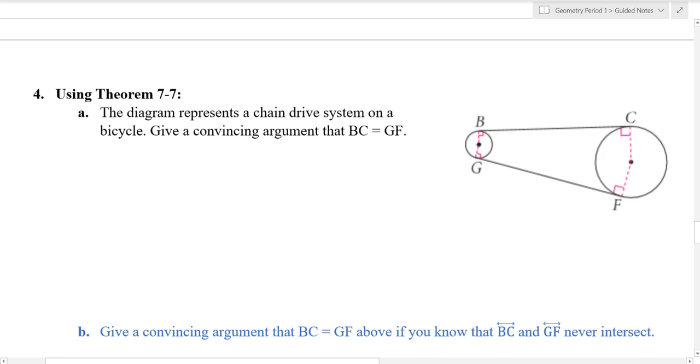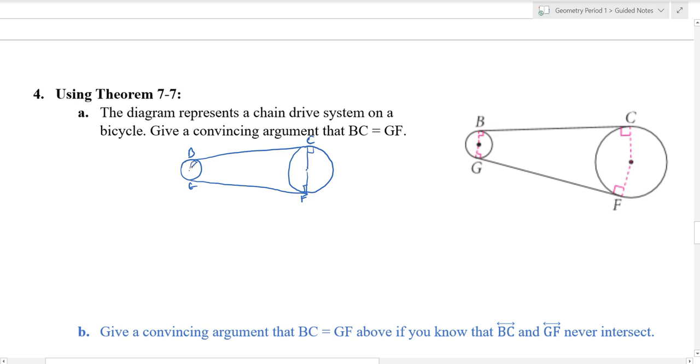So the first thing that I'm going to do is I'm going to redraw the diagram here for the sake of illustration. It's not going to be pretty, but at least something like this. Circle here and a circle here. And then we have our tangent lines here and our tangent line over there. And then we have point B right here, point G right here, point C right there, and point F right there. So this right here is 90 degrees. This right here is 90 degrees.